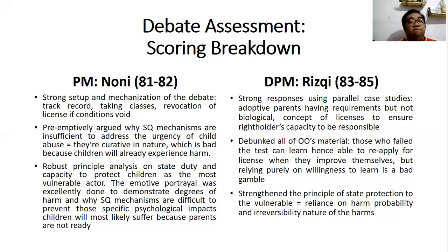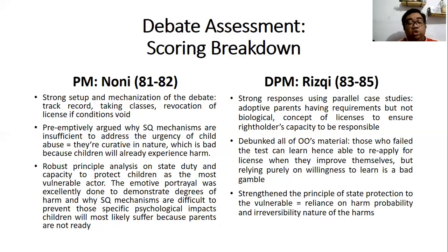The third reason is we felt that the Prime Minister provided a robust principle analysis on the state duty and capacity to protect children as the most vulnerable actor. What we want to highlight here is that the emotive portrayal in Prime Minister's speech was excellently done to demonstrate degrees of harm and why the status quo mechanisms are simply just not sufficient to prevent the specific psychological impacts that children are most likely going to suffer because their parents are not ready. I think this is a really good example of doing characterization.